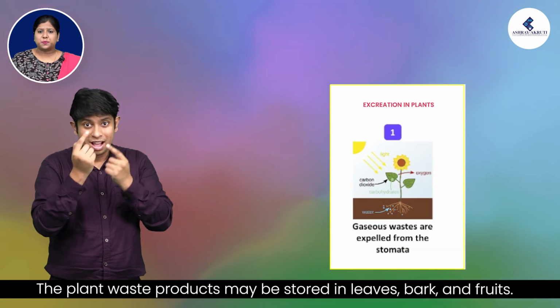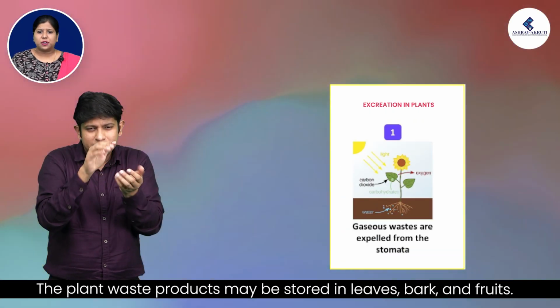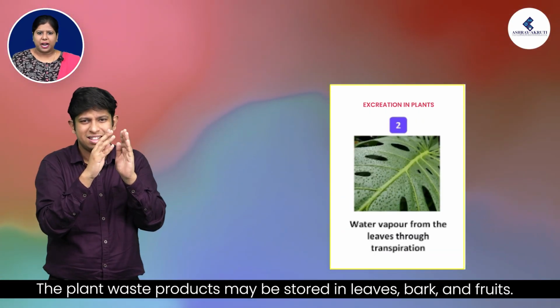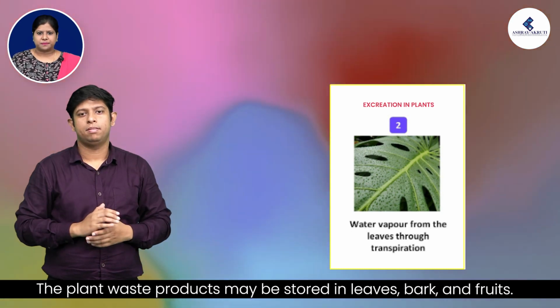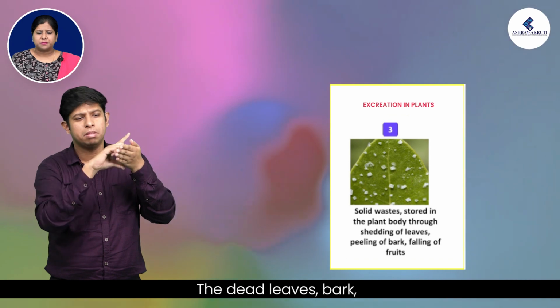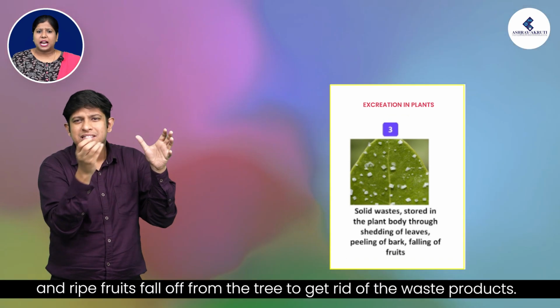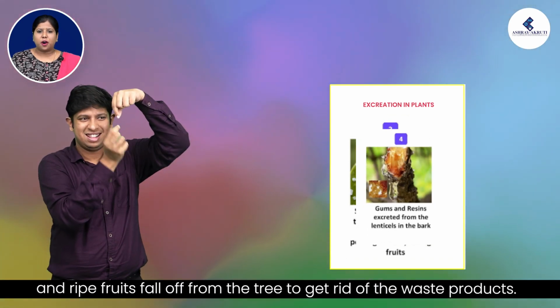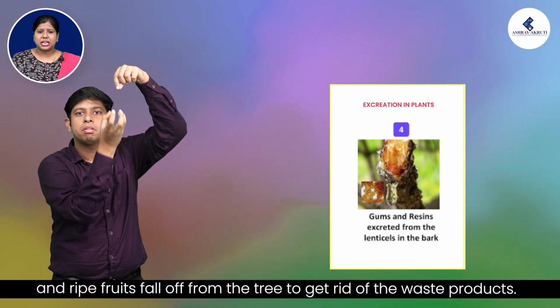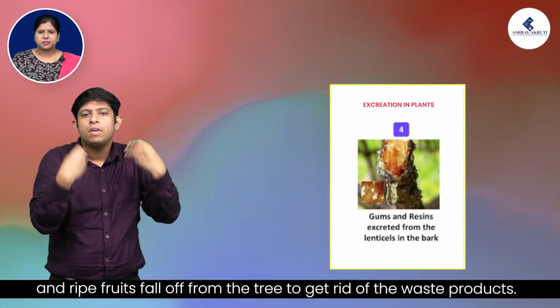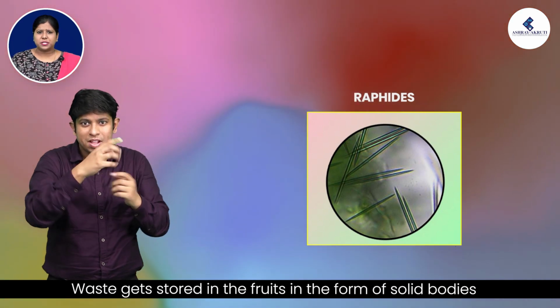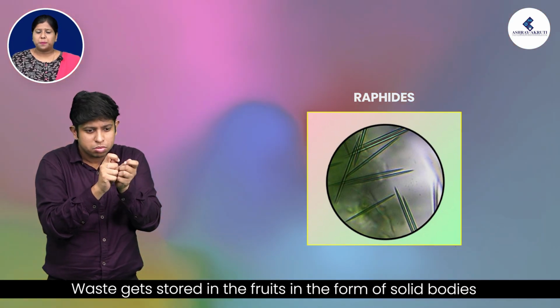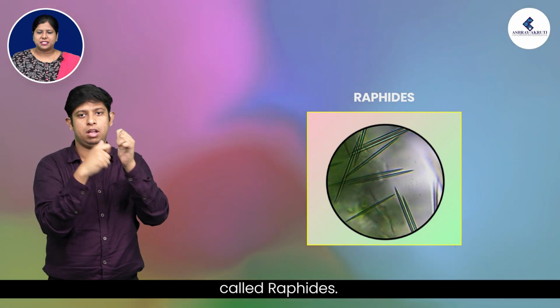The plant waste products may be stored in leaves, bark, and fruits. The dead leaves, bark, and ripe fruits fall off from the tree to get rid of the waste products. Waste gets stored in the fruits in the form of solid bodies called raphides.